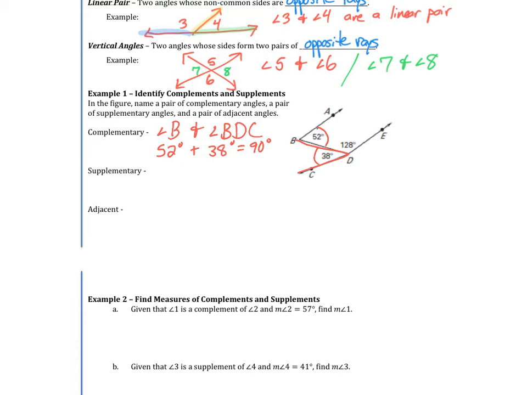Supplementary angles, 52, and then the one that's 128. So the supplementary angles would be angle B, and this other one would be angle EDB. Again, because angle B is 52 degrees, angle EDB is 128 degrees. When you add them up, you'll get 180.